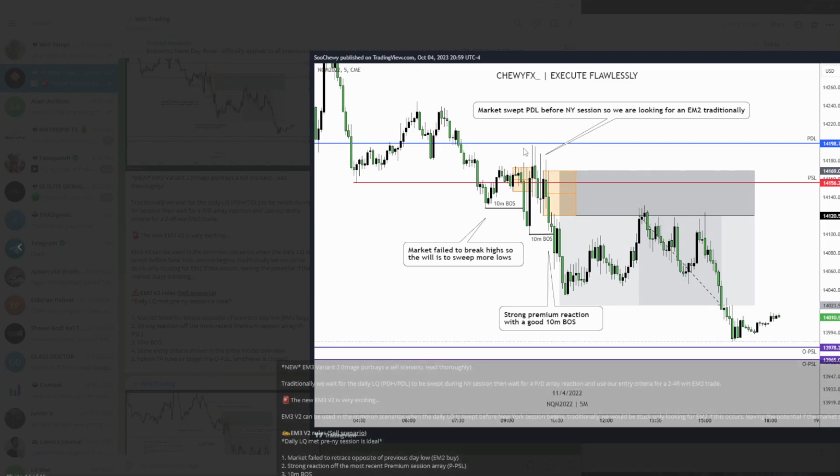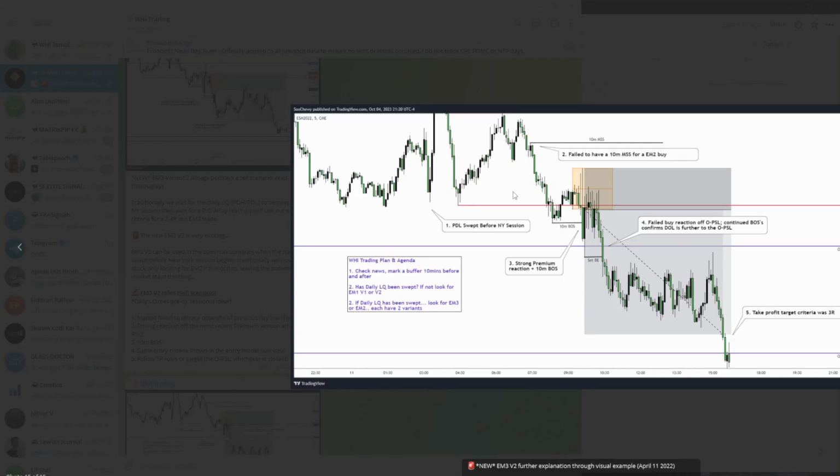So instead, we want to look for an EM2, right? Looking at this example here, follow my cursor here, the market took out the previous session low. Then the market returned to an area of a premium, had a strong 10-minute break of structure here, failing to have this 10-minute market structure shift for our EM2 buy.